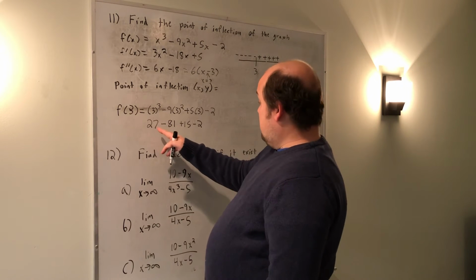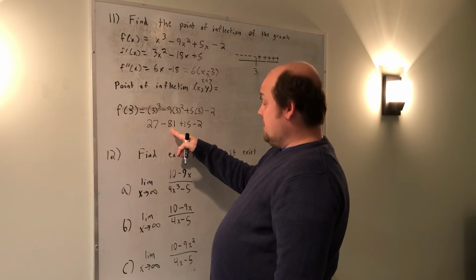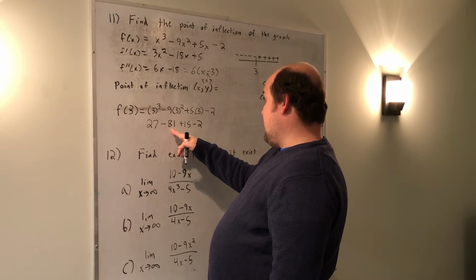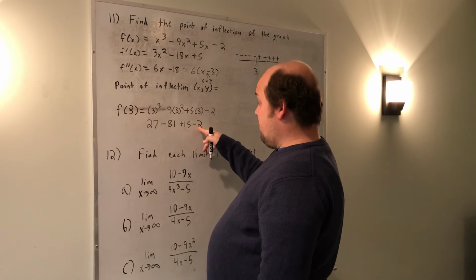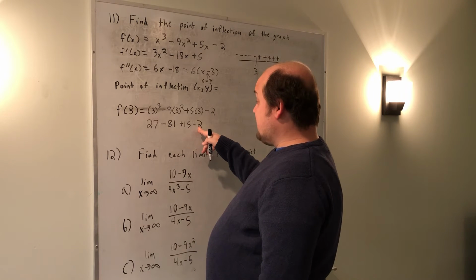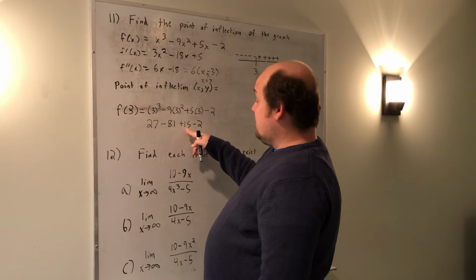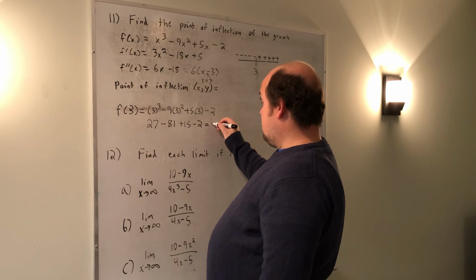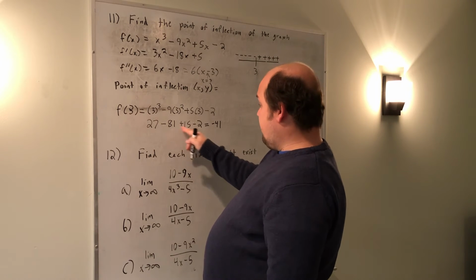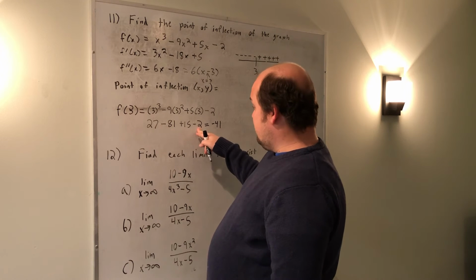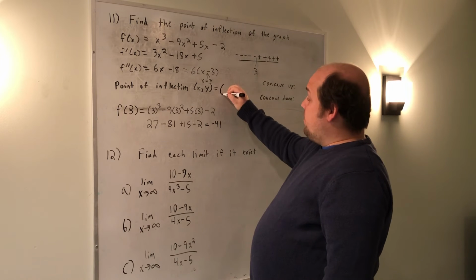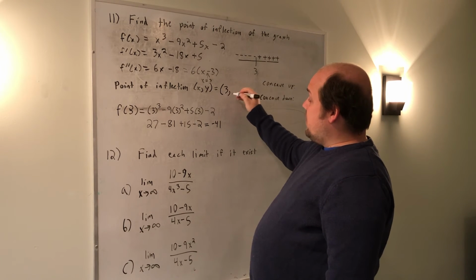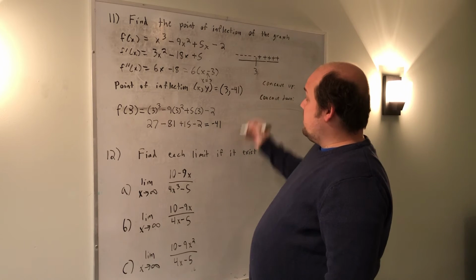When I do this, 27 minus 81 gives me negative 54. Negative 54 minus 2 gives me a negative 56. Plus 15 gives me a negative 41. Let me just double check that. 15 plus 27 is 42, minus 2 is 40. Negative 81, 40 is negative 41. So I can go back to my point of inflection and say that x equals 3, y equals negative 41.